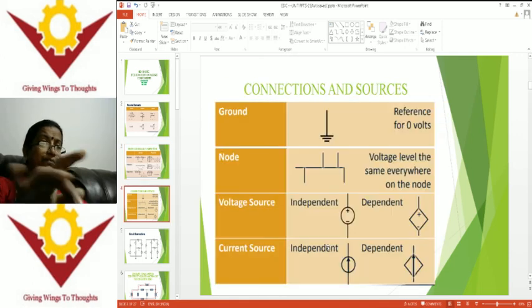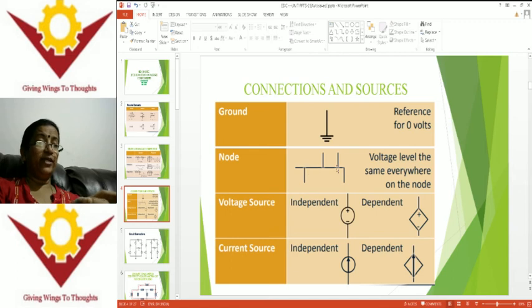Coming to the next, connections and sources, in what way we have them in the circuits. The ground connection we represent with this particular symbol, that's a reference for 0 volts. Node connection: whenever two or three points, or more than that, join together at a single point, that particular point we call a node. The voltage level is the same everywhere on the node. From this particular point to the reference ground, it appears to be the same voltage. That particular point we call a node.